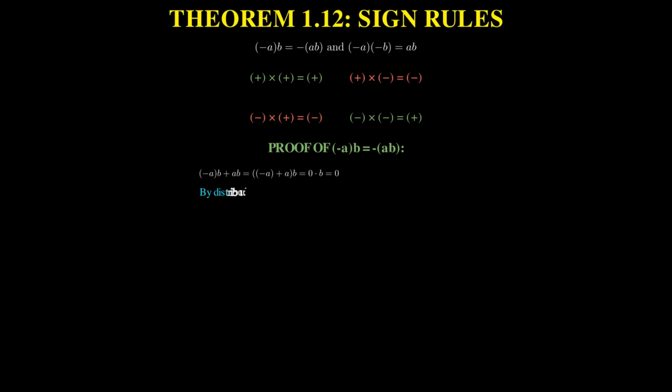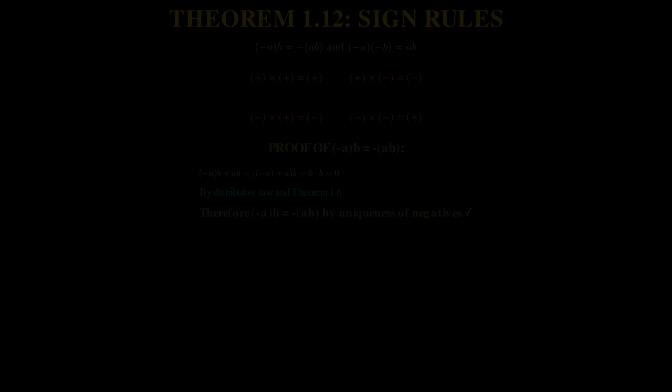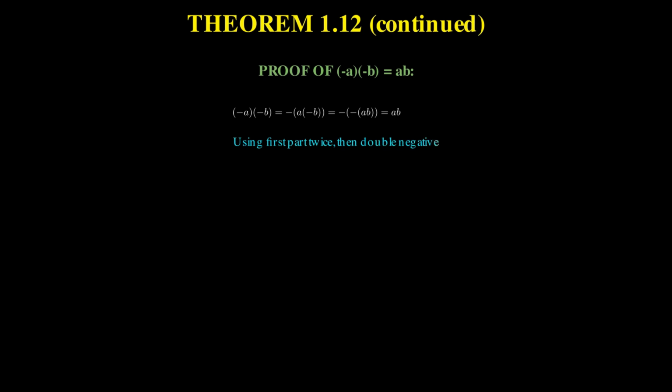Proof of the first part. Negative a times b plus a times b equals (negative a plus a) times b equals 0 times b equals 0. By the uniqueness of negatives, negative a times b equals negative (a times b). For the second part, negative a times negative b equals negative (a times negative b) equals negative (negative (a times b)) equals a times b.